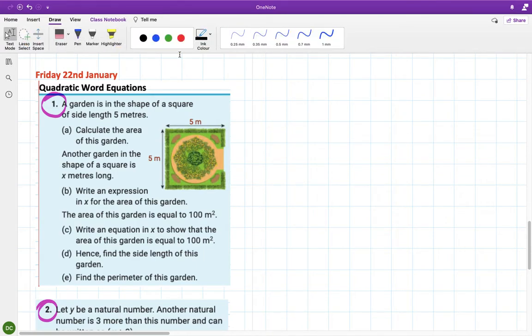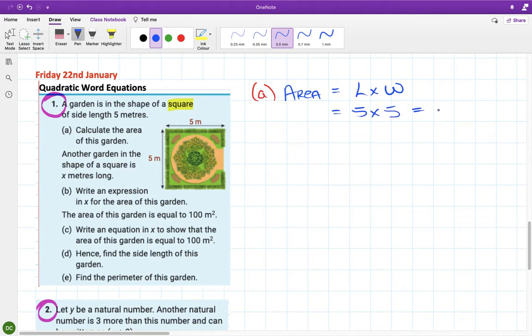These were the quadratic equations, but they were wrapped up in a word problem that you had to decipher. We had a garden in the shape of a square. A square has the same length as it does width, and that's normally important in a question. Of side 5 meters, calculate the area of this garden. To get the area of a square, you do length by width. In this case they're both the same, so it's 5 by 5, which is 25 meters squared.